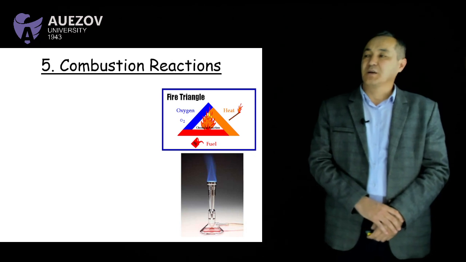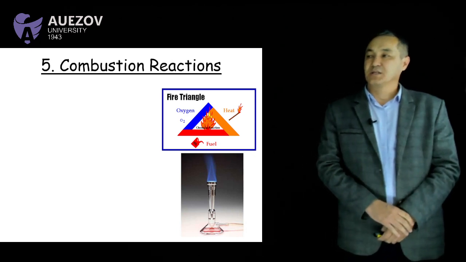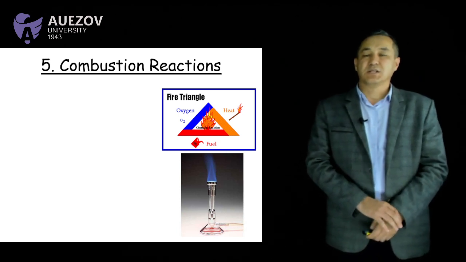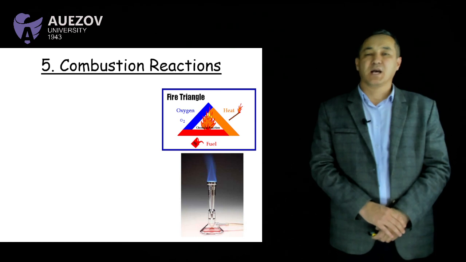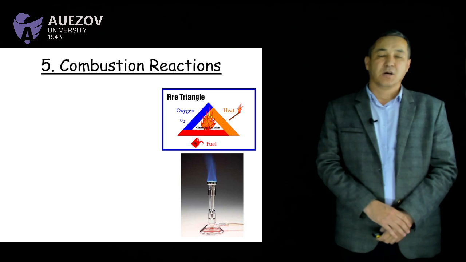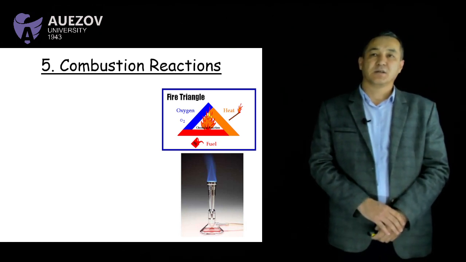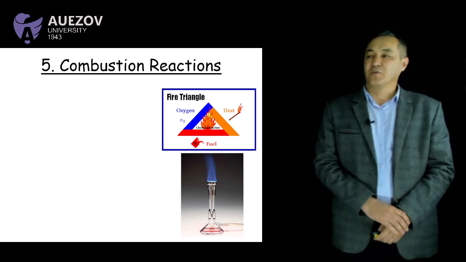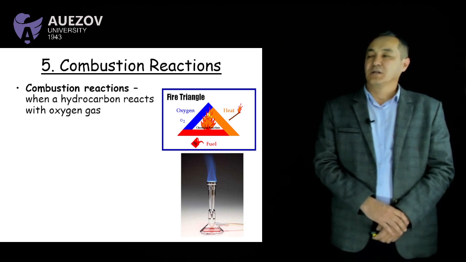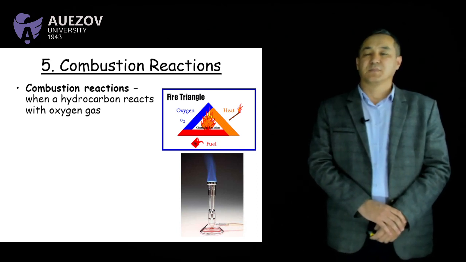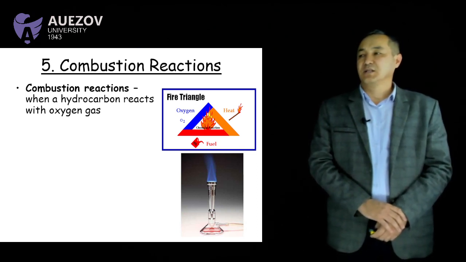The fifth type of chemical reaction is combustion reaction. For this reaction to proceed, we need several things: for example, oxygen, heat to ignite, and fuel. Sometimes we call this the fire triangle.